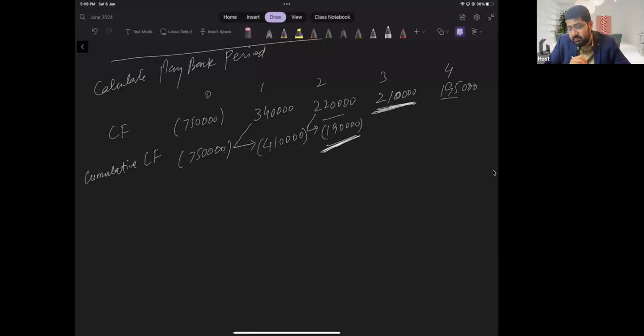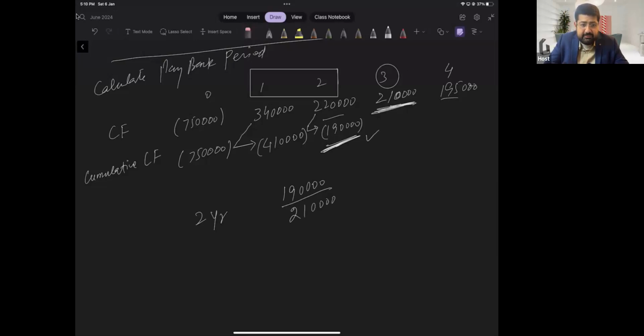Now you see here, we need 190. Next year there is 210. It means 2 years are complete, and part of year 3 will be needed to recover this amount. We need 190,000. In year 3, the cash inflows are 210,000. So this is the part of year 3 which will be needed.